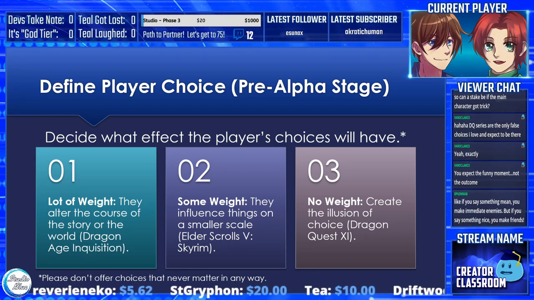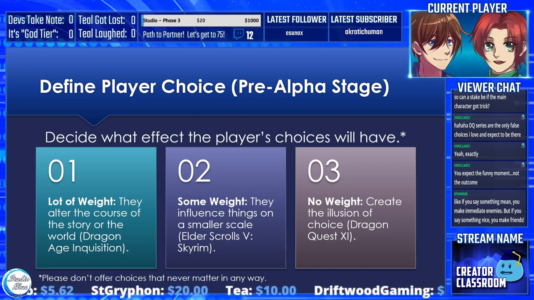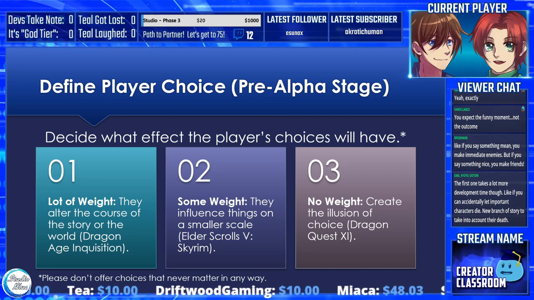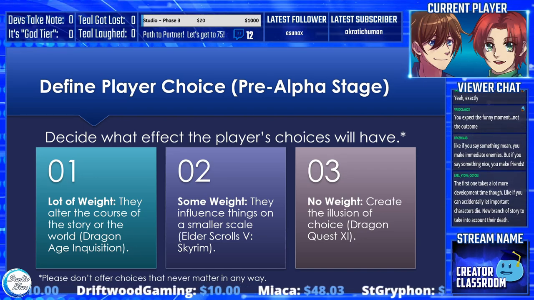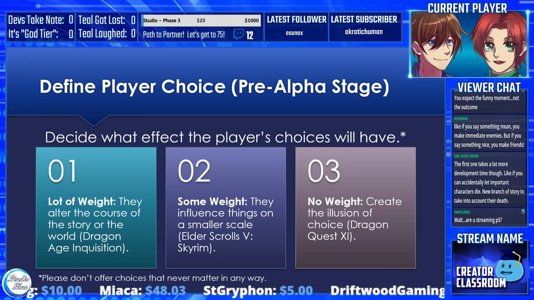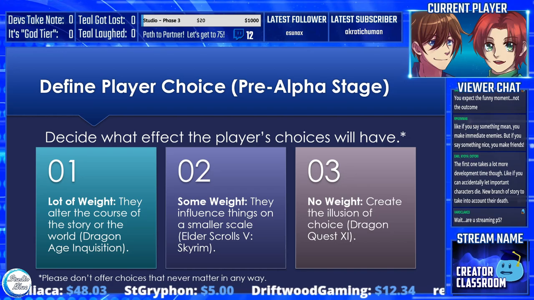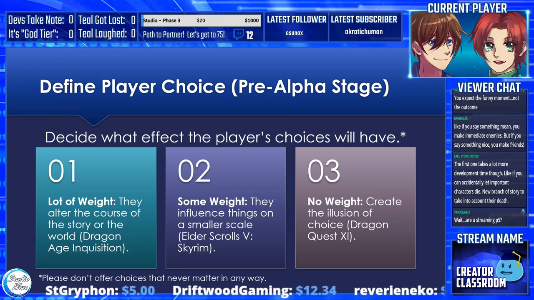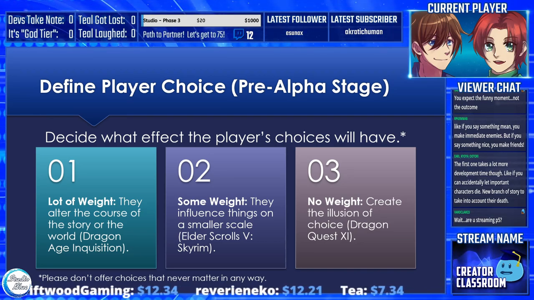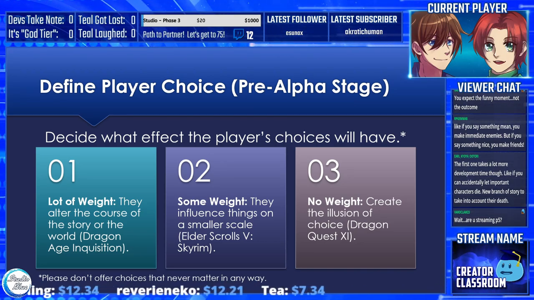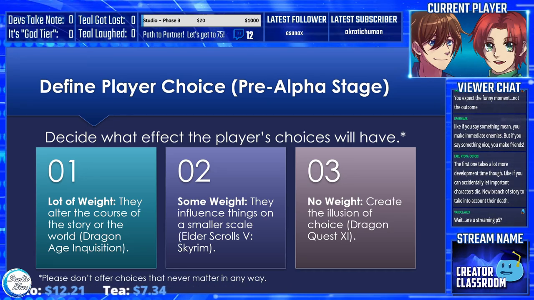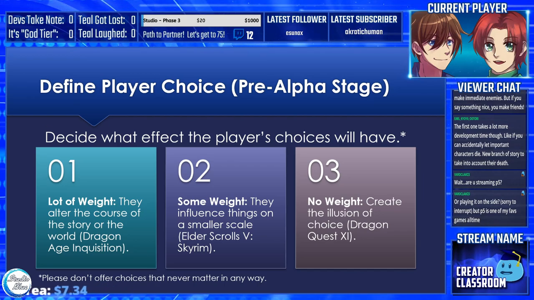Okay, Emma says, if you say something mean, you get an immediate enemy, and if you say something nice, you make friends. Exactly. Or we could take that down a notch, Emma, but still go off of that concept. You say something mean, and the person around you doesn't respond negatively immediately, but then later on, they're like, hey, you've been a dick to me lately. That kind of thing. And then if you say something nice, it's less. Earl says the first one takes a lot more development time, though. Like, you can accidentally let important characters die. New branch of story. Yes, 100%.